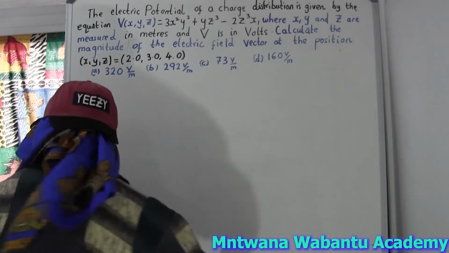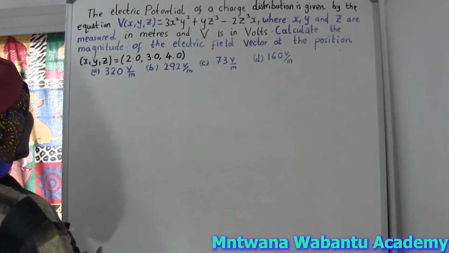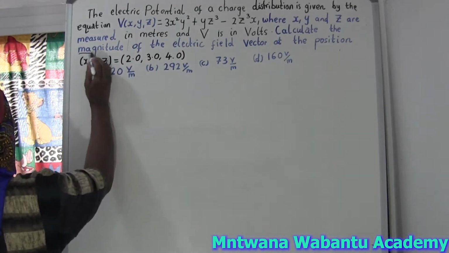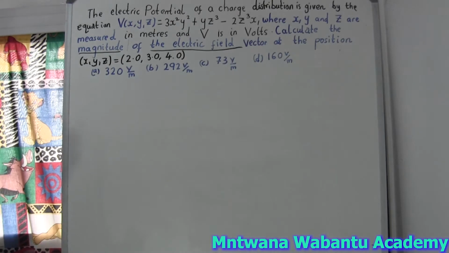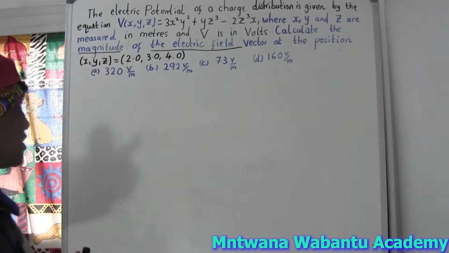So what do they want? You need to pay attention to the equation. What do they want? That's the most important. The magnitude of the electric field. So to get the magnitude of the electric field, I need to have the electric field. To get the electric field is easy.